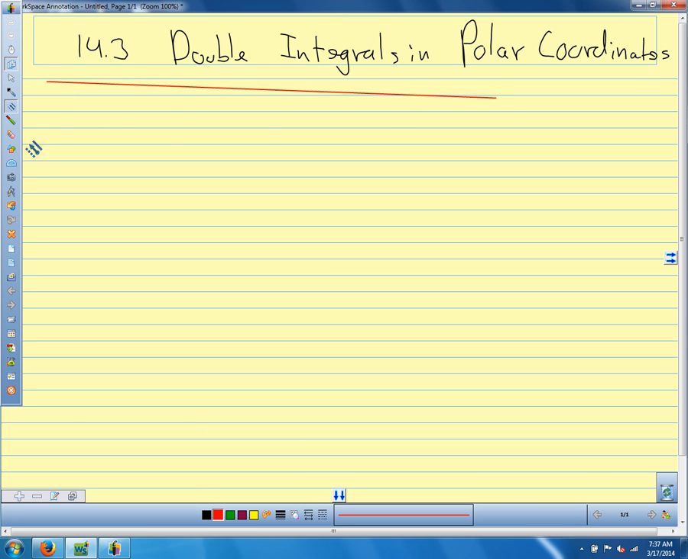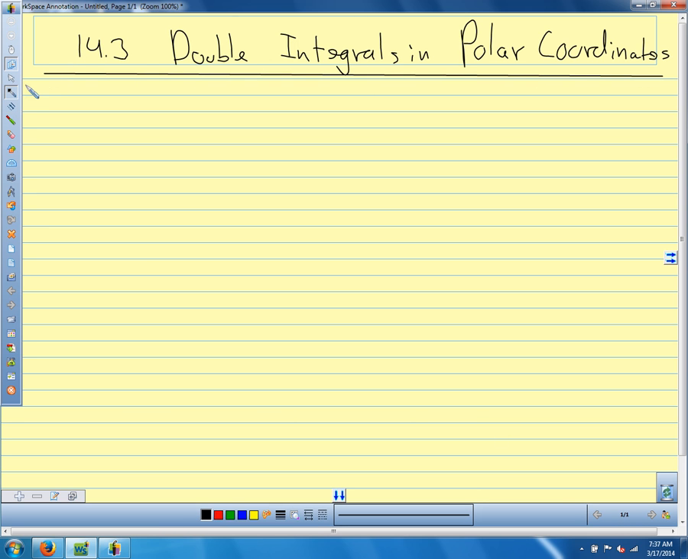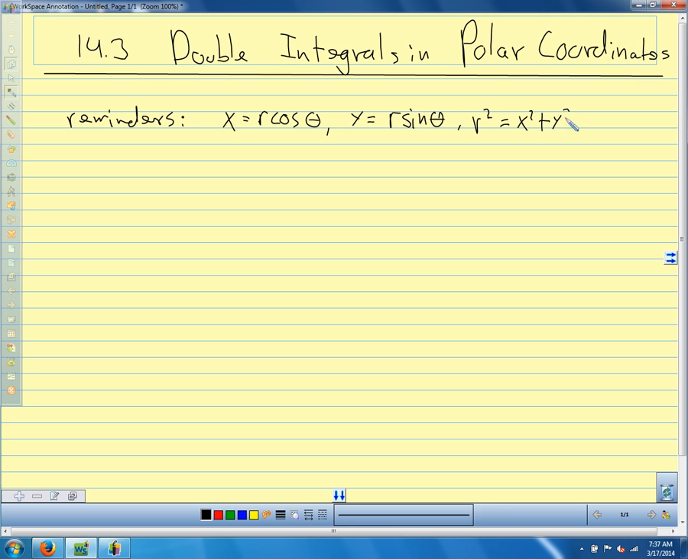So we're going to talk about double integrals in polar coordinates. Just a quick reminder, in polar coordinates, our conversions: x equals r cosine theta, y equals r sine theta, r squared equals x squared plus y squared, and tangent theta is y over x. Those are our conversions.